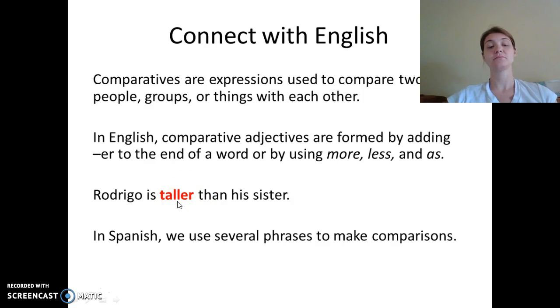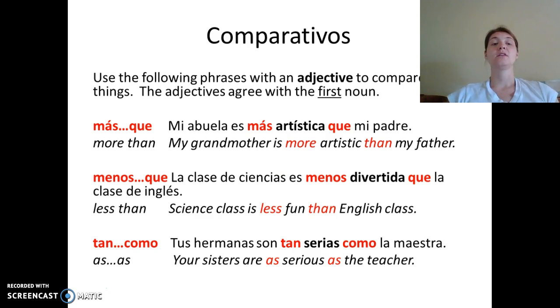tall. In Spanish, instead of adding endings onto the end of a particular word like we do in English, we use several phrases to make comparisons. Use these following phrases with an adjective to compare two things. The adjectives will always agree with the first noun in the sentence.